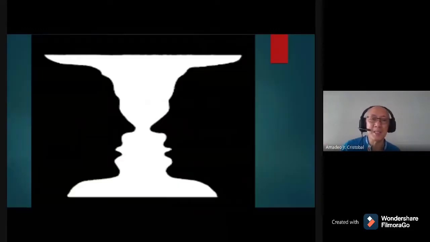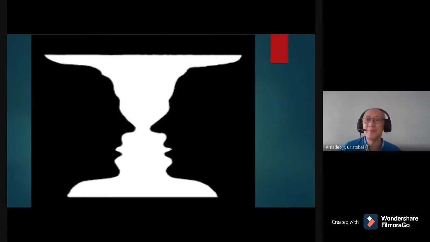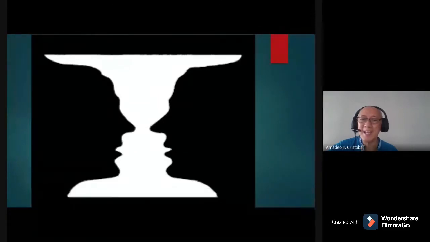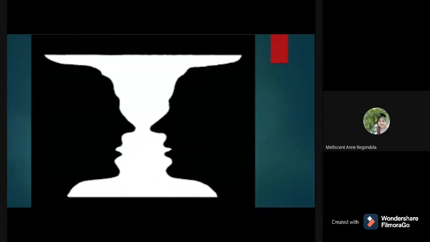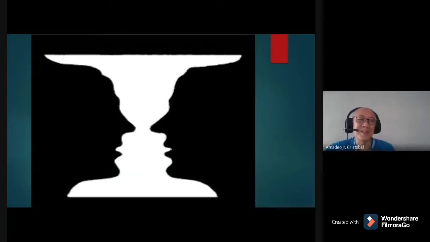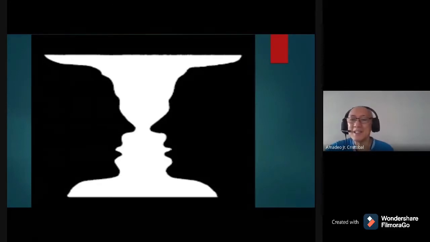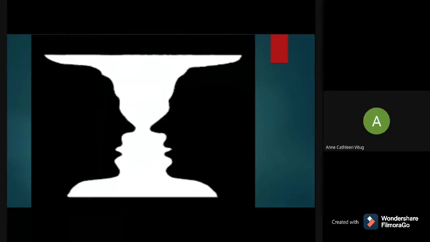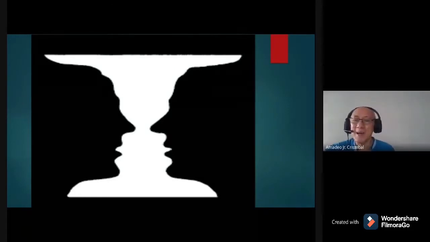And as we start, please look at this picture. What do you see in the picture, Millicent? Two persons, po. The color black. Okay, so silhouette, we have the two persons. What other things do you see in the picture, Miss Vitog? The same, po. Two persons, the black one.